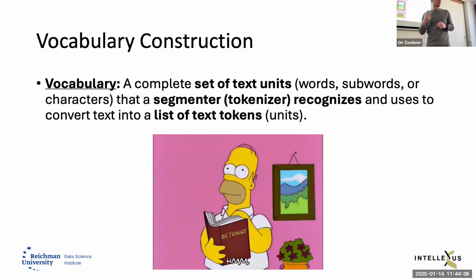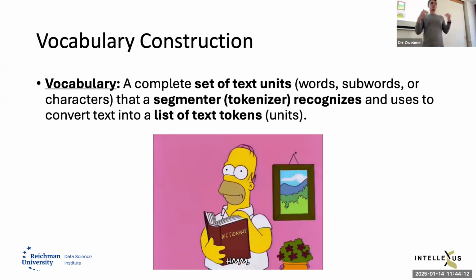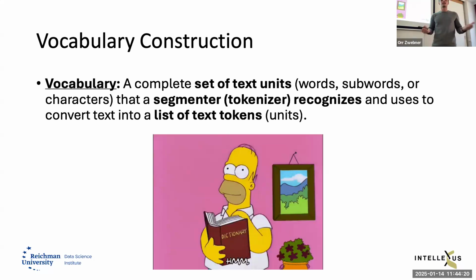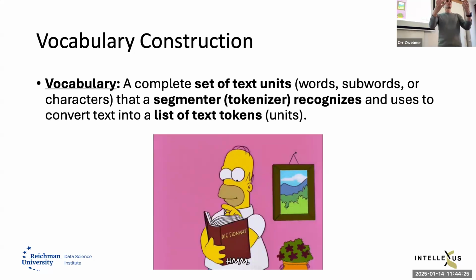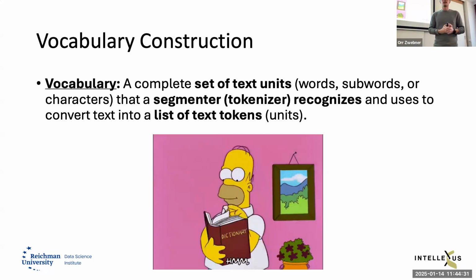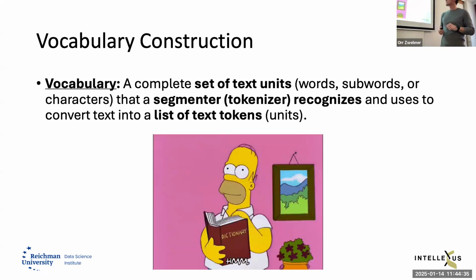So what is a vocabulary? A vocabulary is a complete set of text units that a segmenter, which we also refer to as a tokenizer, recognizes and uses to convert text into a list of tokens. What does it mean? Think about the vocabulary as a dictionary of the language model. Let's say all the words that you know, that's the whole knowledge of the model regarding the language. In the eyes of the model, it's just a dictionary containing tokens.